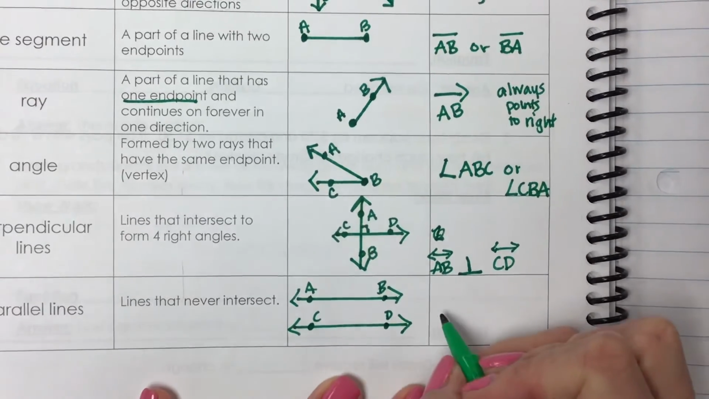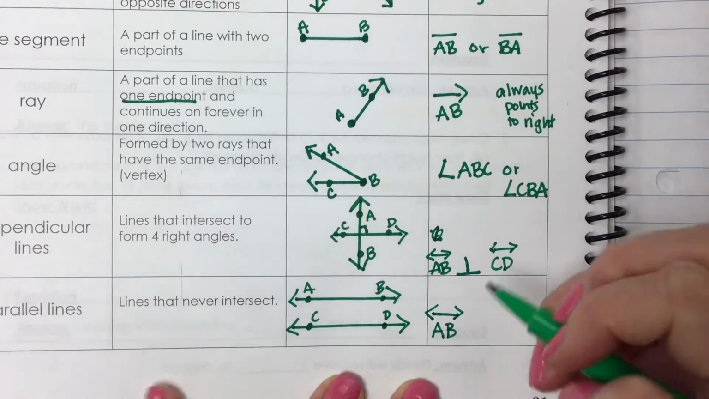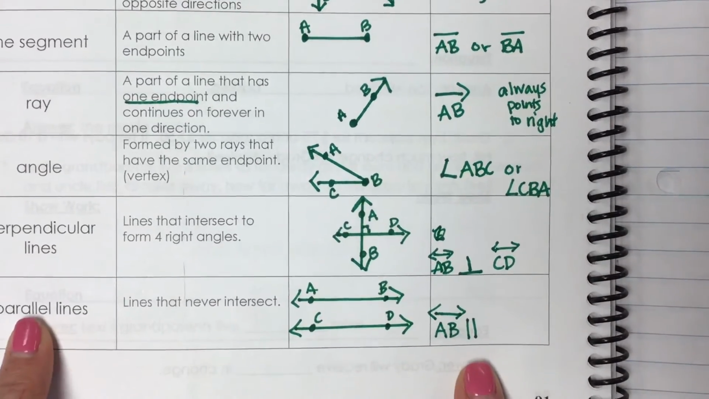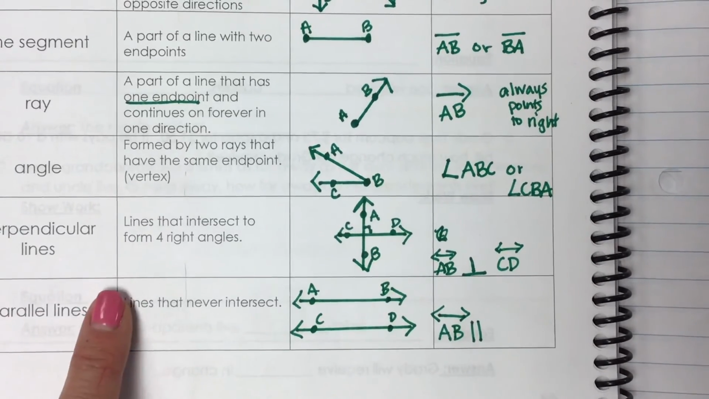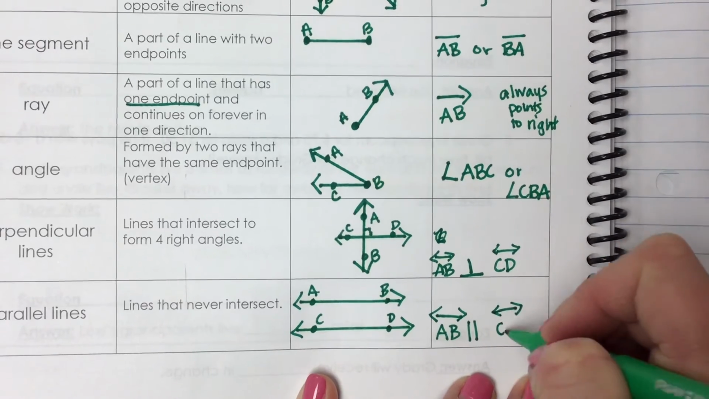And then to show the symbol, it's line AB, and this is parallel. It looks like 2 L's, and there's 2 L's in parallel. Line AB is parallel to line CD.